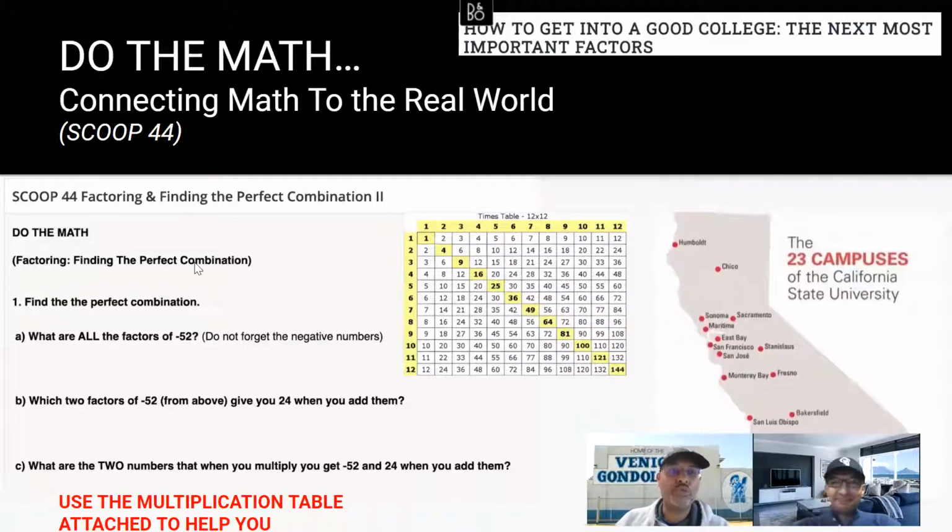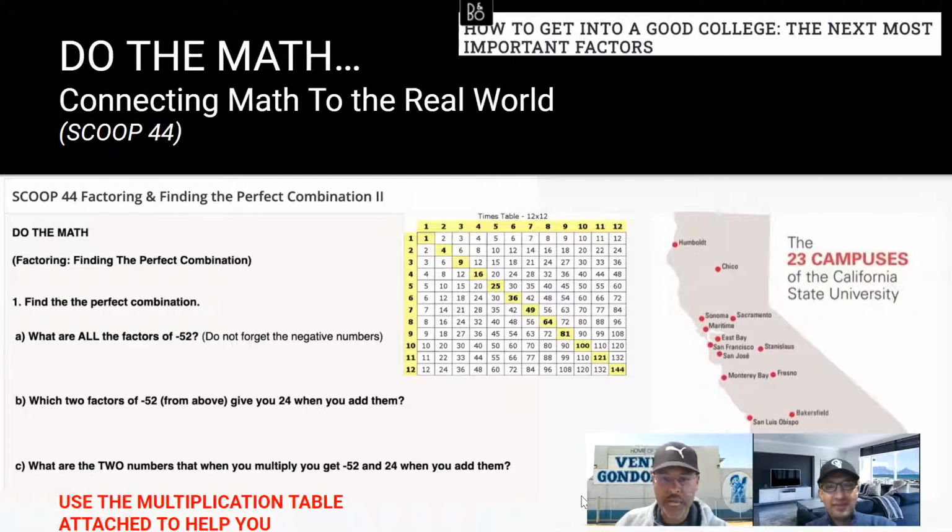Okay, so School 44, as you can see, another one: find the perfect combinations, and we're giving you the table for the multiplications. What are all the factors of negative 52? Hint, hint, negative 52, okay? Don't forget the negative numbers. What two factors of negative 52 from above give you 24 when you add them? So using the X method again, we're finding out not just the factors, but also the additions of them. Which one gives you 24?